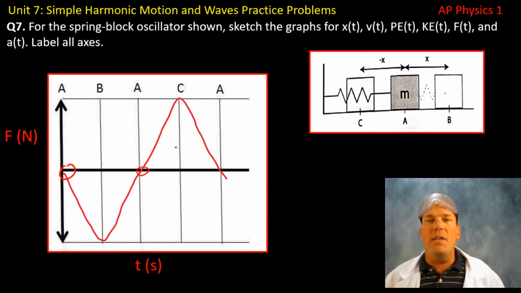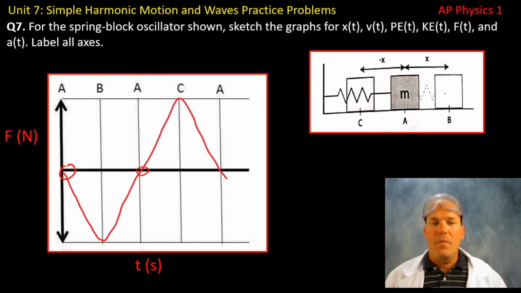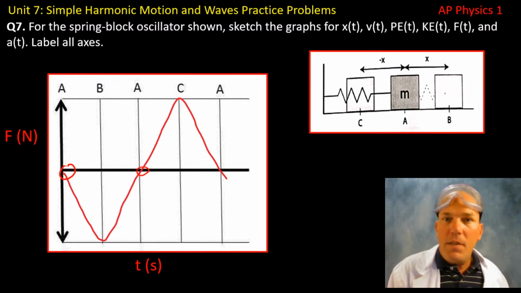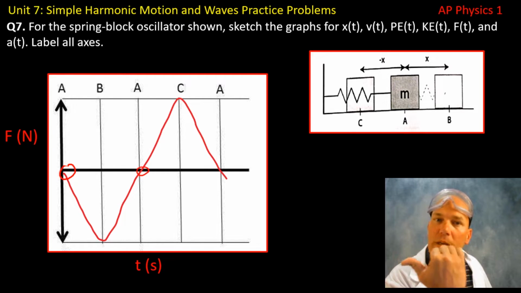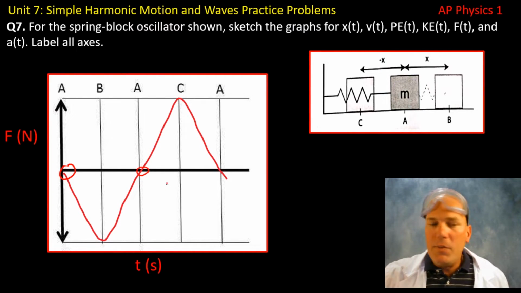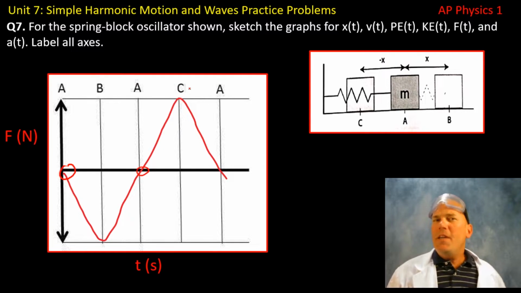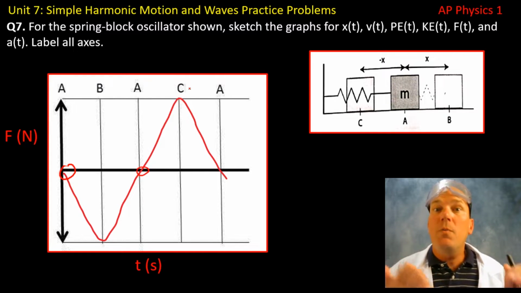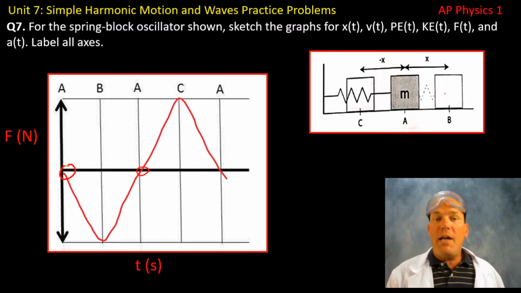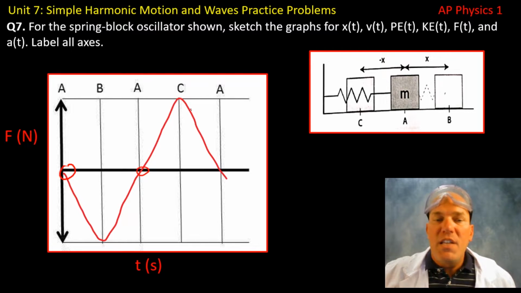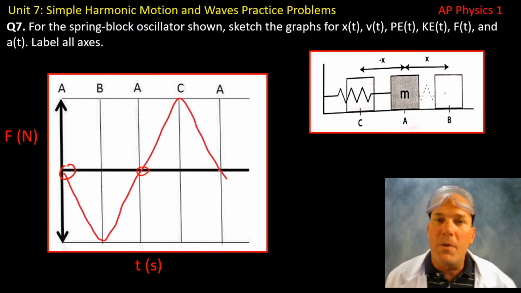Now what about from A to C? From A to C, we have a positive force because as soon as the block crosses over A, heading to the left, what's the spring doing? It's restoring to the right. So that's why at this instant here, we're above the origin. At C, we have the maximum force to the right. And as the block moves from C to A, moving to the right, we see that force decrease until the equilibrium, at which point it is zero, and the cycle starts over again.